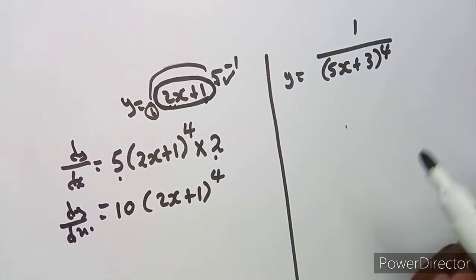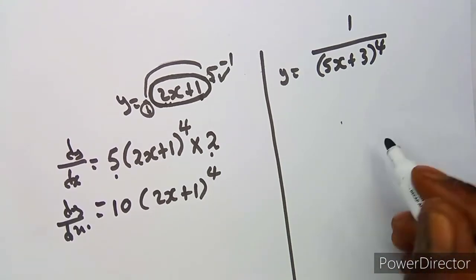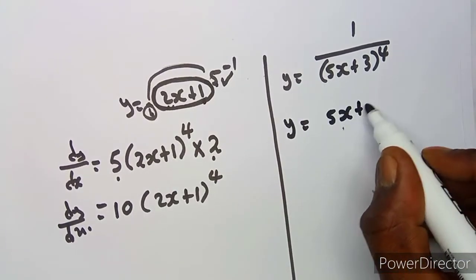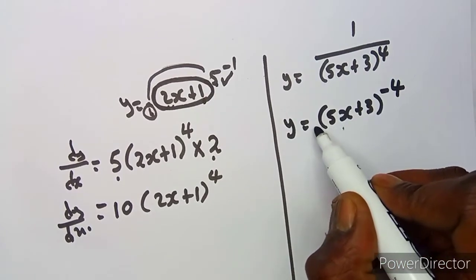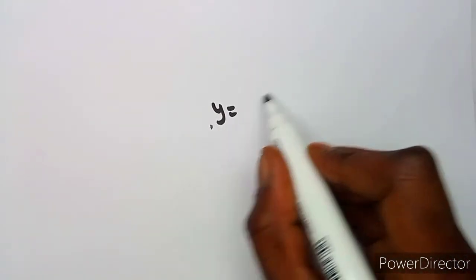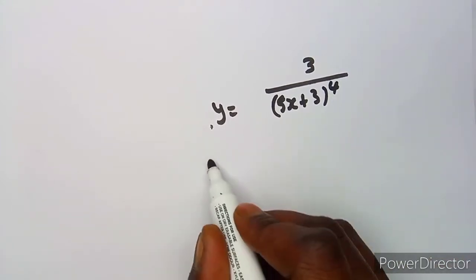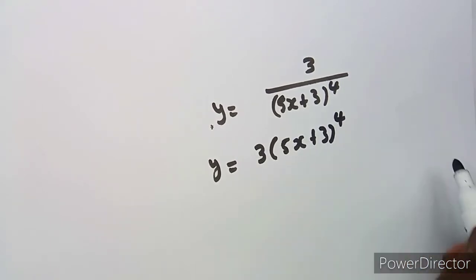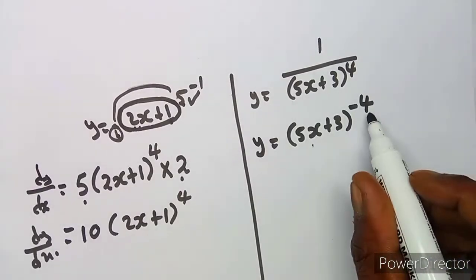So from this one, the first thing is we've got 1 over. Remember, if you are given 1 over, from your laws of exponents, you know that is to the exponent of what? Of a negative number. So this is going to be (5x plus 3) to the exponent of minus 4. Take note, here there's a 1, so that's why you just leave it like that. But if it was like this, guys, y equals 3 over (5x plus 3) to the exponent of 4, it would be written as 3 into (5x plus 3) to the exponent of minus 4. So you just multiply by the number that is there, with a negative exponent. But here there's a 1.